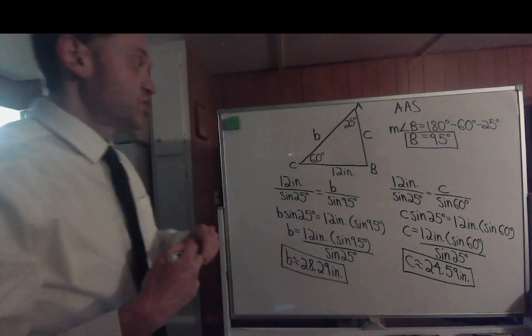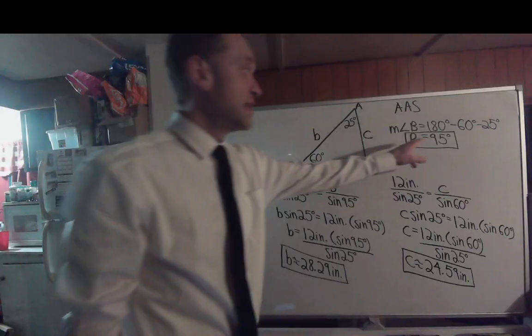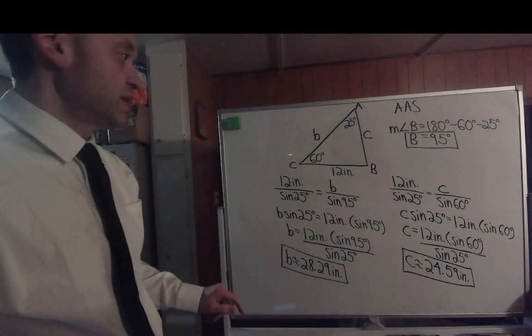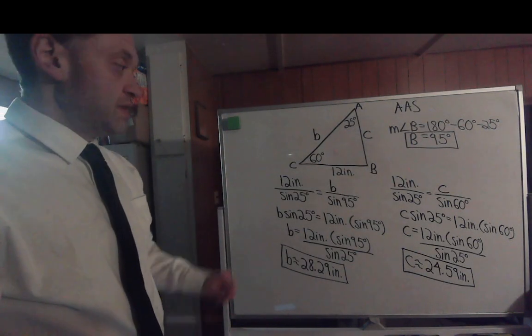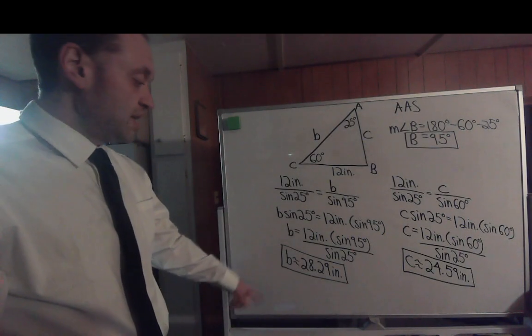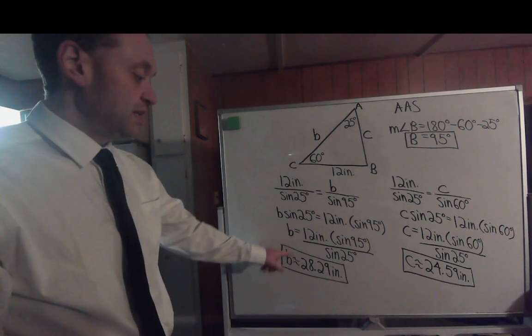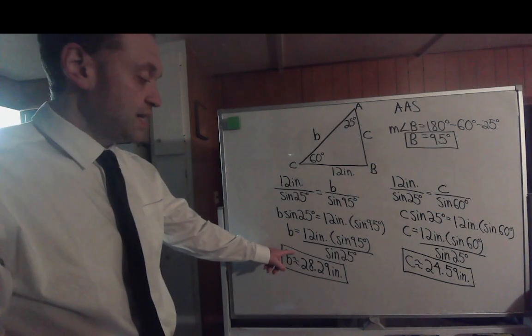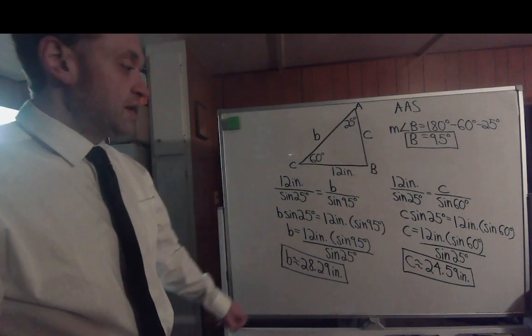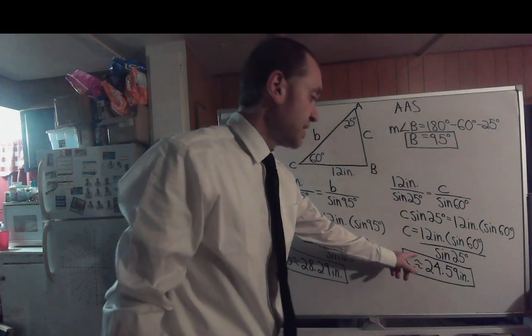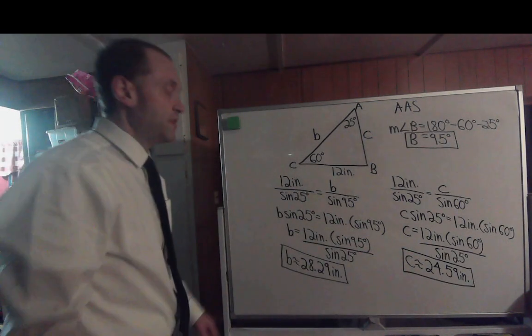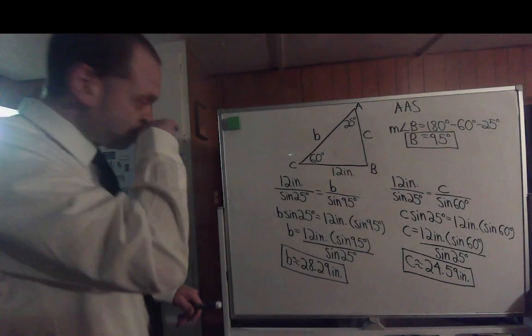And we have just found all the missing pieces of the triangle. So you solve for B, it's exactly 95 degrees. And then using the law of sines, you get that side B is approximately equal to 28.29 inches. And then you get that side C is approximately equal to 24.59 inches.